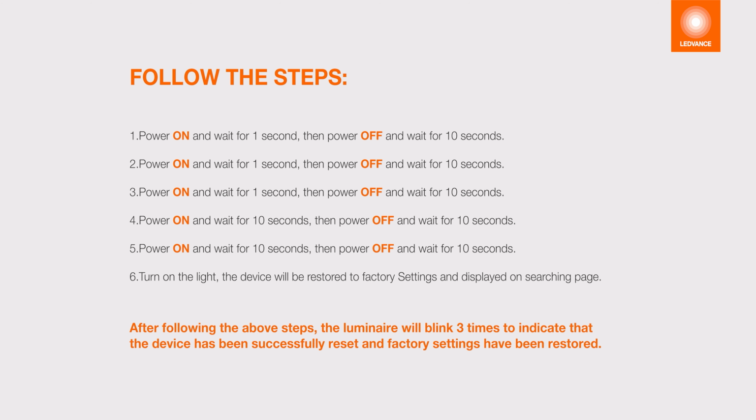The second way to restore factory settings is to do the following power reset sequence. Some devices can also be reset by pressing the device's reset button for 3 seconds. The device documentation will have information on whether this method is supported.